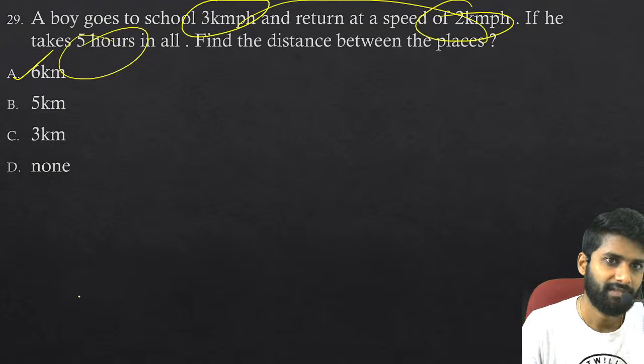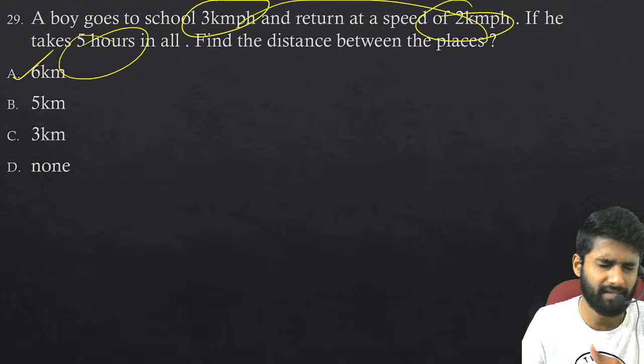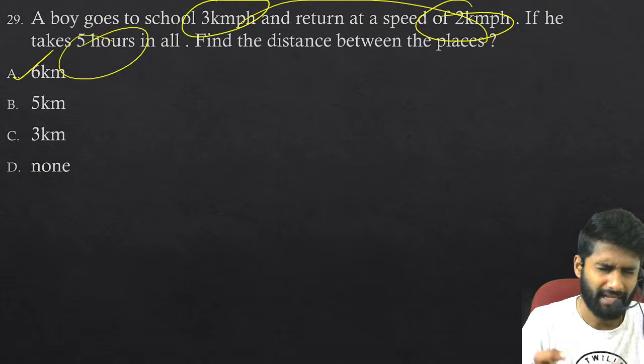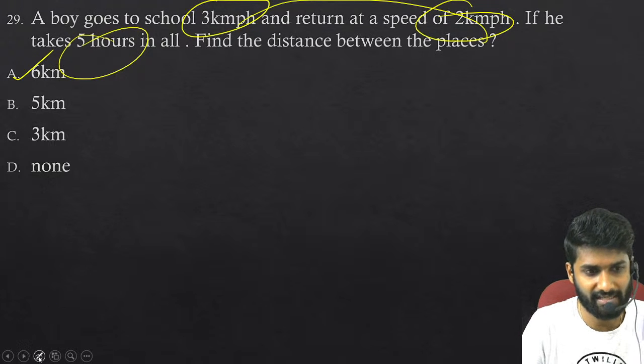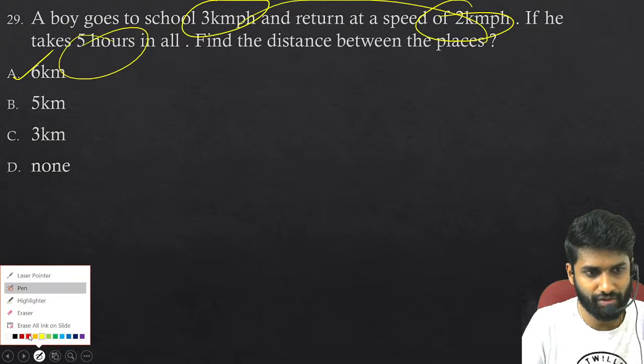Simple. 3 plus 2, sum of the numbers is equal to 5. LCM of speeds is equal to distance. 3 and 2 LCM is equal to 6 kilometers. So the direct answer 6 is the right answer. Otherwise, go with the procedure.